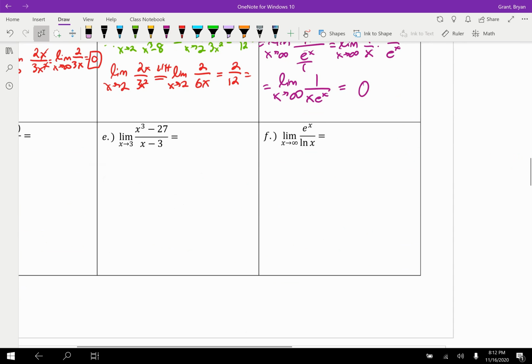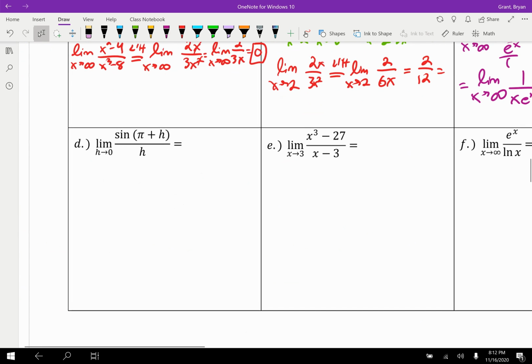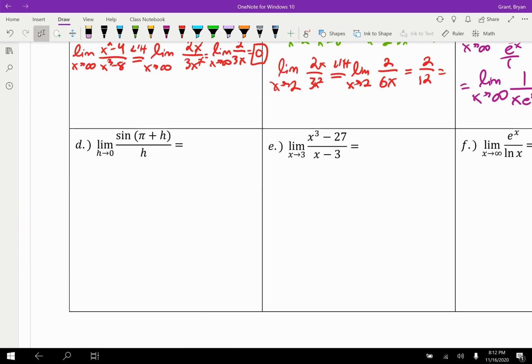All right, the last one that I wanted to run through is part D. Part D is an interesting guy, because this is a definition of the derivative. And as a reminder, what you really should try to do first is substitute in 0. So I'll show that right now. The limit as h approaches 0 of sine of pi plus h is going to be the sine of pi plus 0, which is the sine of pi, which is 0. And then the limit as h approaches 0 of h, substitute in 0, we get 0. 0 over 0, indeterminate, L'Hopital time.